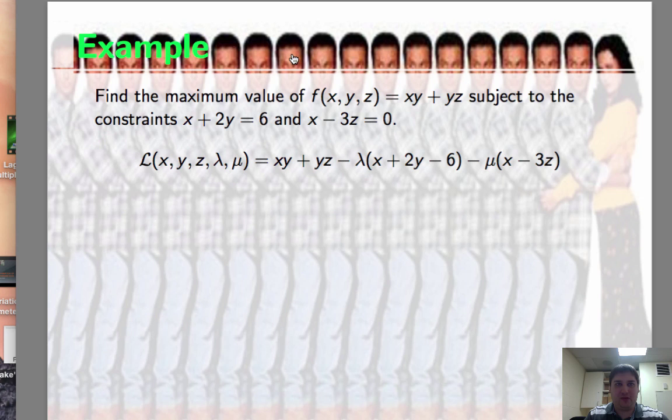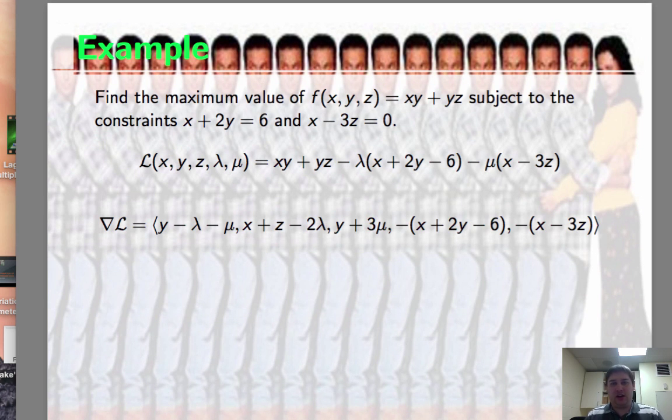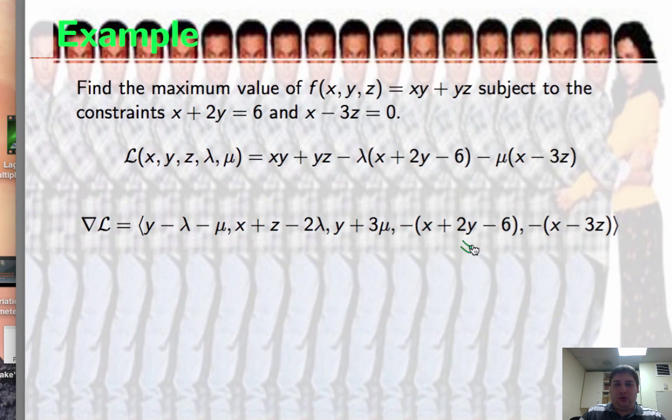Ooh, welcome to multivariable calculus. What do we do? We take the gradient. And this is hopefully pretty straightforward. You take the derivative with respect to x, then the derivative with respect to y, and then the partial with respect to z. And then the last two, when you take the derivative with respect to lambda and mu, you just get the constraint equations, right? You get x plus 2y minus 6. I actually have a minus sign in front of them, but it doesn't matter because I'm setting it equal to 0, right? I'm setting this thing right here equal to 0.